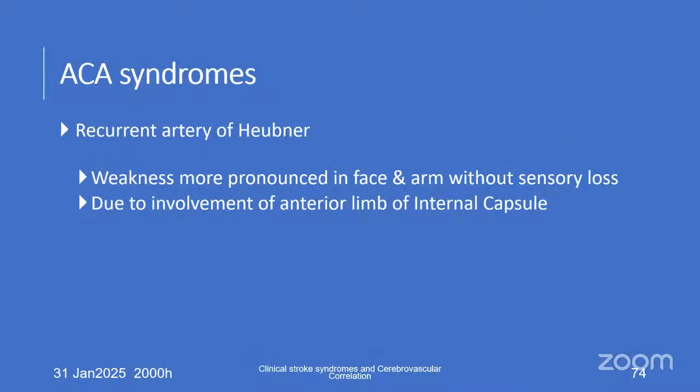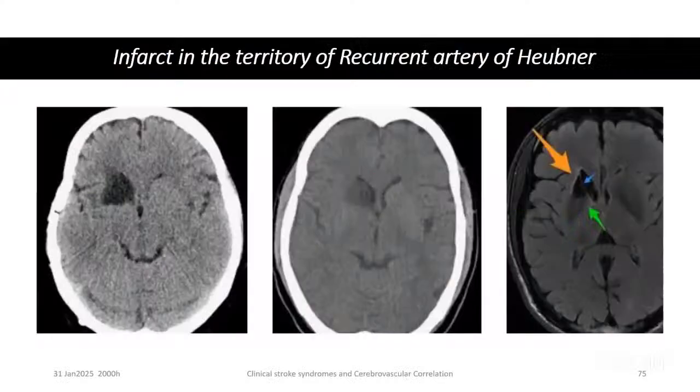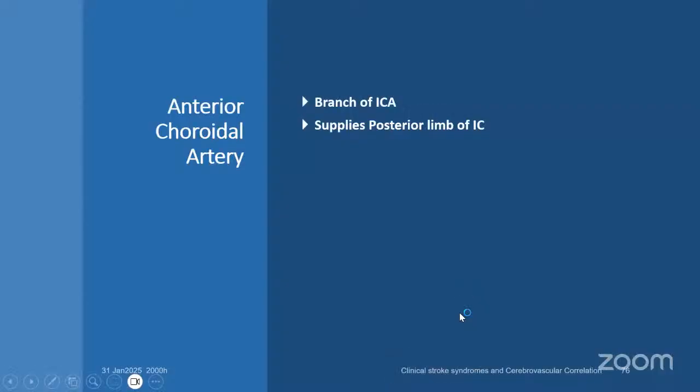One of the important things is the recurrent artery of Heubner: weakness more pronounced in the face and arm without sensory loss due to involvement of the anterior limb of the internal capsule. You can see the Heubner's infarct in the territory of the recurrent artery of Heubner, which is in the caudate nucleus. And there is one more artery called the anterior choroidal artery, which is also a branch of the internal carotid artery. It supplies the posterior limb of the internal capsule.